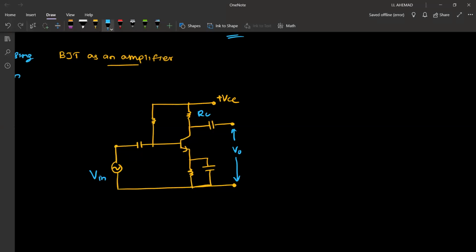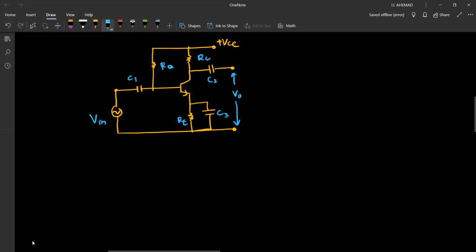This is the collector resistor, base resistor, and our emitter resistor. In addition to the previous circuit that we were discussing, here we have some capacitors. Let's name them as C1, C2, and C3. First, I'll explain how this works.